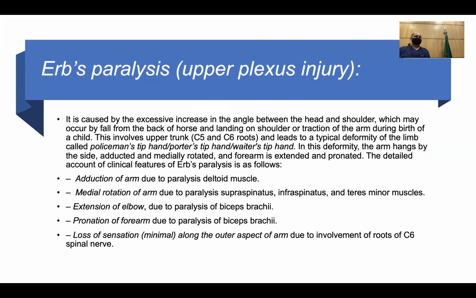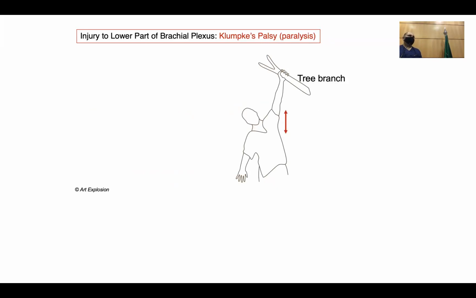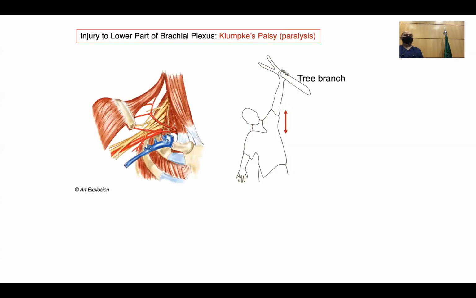Same. Now, the injury to the lower plexus. You're falling from a height. You hold a tree. Oh yes, I survived. Yes, you survived. But the stretch, where you'll find a stretch which causes in your axilla, will result in injury to your lower part of the plexus.